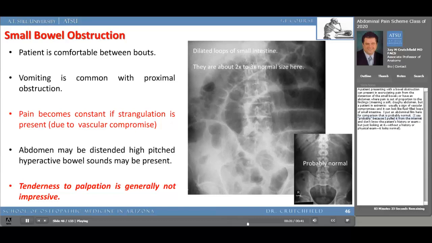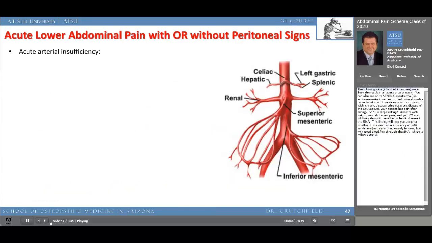Alcoholics come to mind, or those already with cirrhosis. With chronic disease, such as atherosclerotic disease of the SMA, your patient has pain after eating. What does this mean? Well, he stops eating and loses weight. Your patient will present with weight loss, abdominal pain, and your CT scan will likely show diffuse atherosclerotic disease in the SMA. This finding will help you decipher whether it is a vascular insufficiency or SMA syndrome, usually seen in thin females, but in this case, the SMA has good blood flow, which is widely patent.